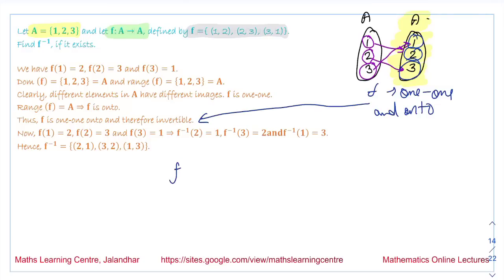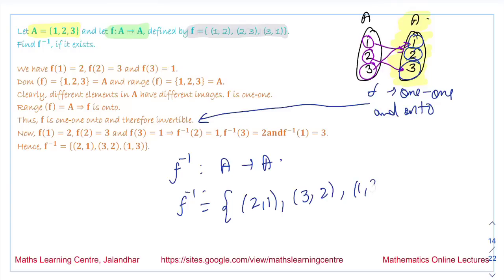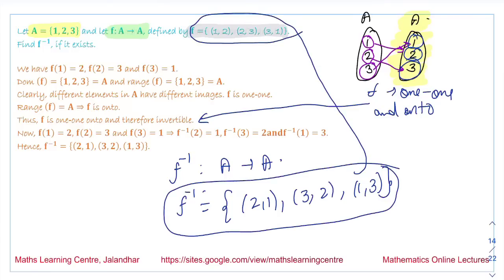Now we have to write the inverse of this function. So the inverse of this function, f inverse, will be defined from A to A, and it will map the elements as (2, 1), (3, 2) and (1, 3). Look at this: this is the definition of f, and this is the definition of f inverse. The elements over here have changed their coordinates.